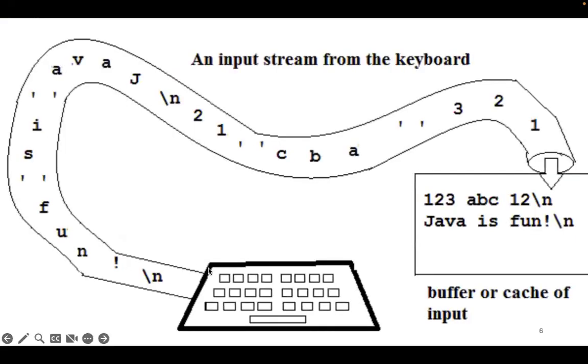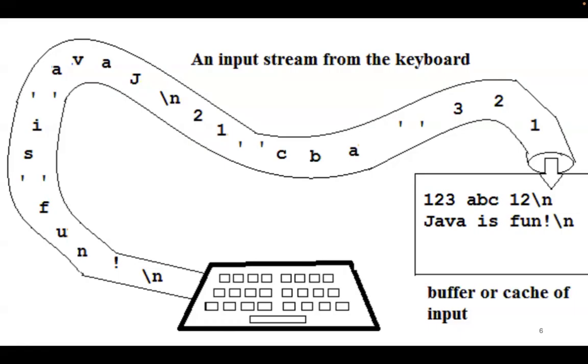So scanner takes what we call an input stream. If we type things on the keyboard, like 1, 2, 3 space ABC space 1, 2, and then hit enter, then it comes in like this: 1, 2, 3 space ABC space 1, 2, and then there's a new line character, which is input when we hit enter. This is kind of how the scanner is treating things.